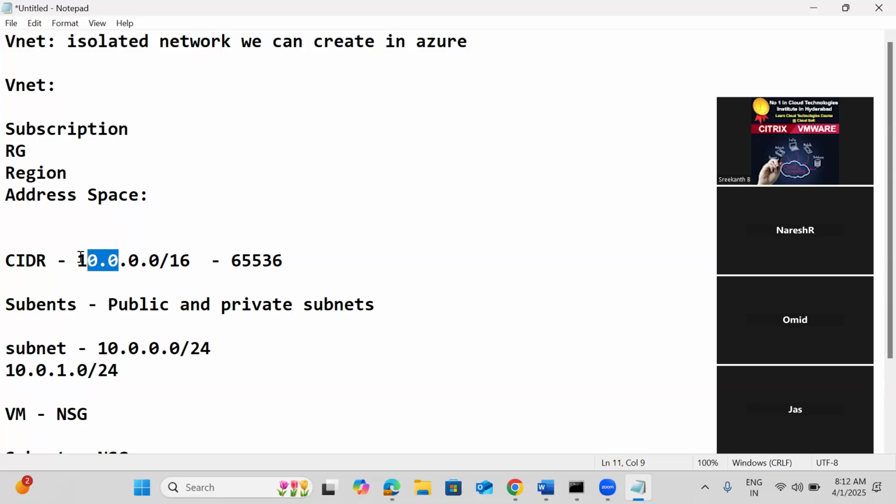Why can't I use 10.0? This is fixed, because if I use /16, this is 8 bits, this is 8 bits, these are all reserved. Only these two we can change. That is the reason I have used 0.0/24. 0.0/24 will give us 256 IPs. So here also, this is giving 256 IPs we are getting. Okay, so that means in each subnet, how many IPs are we getting?